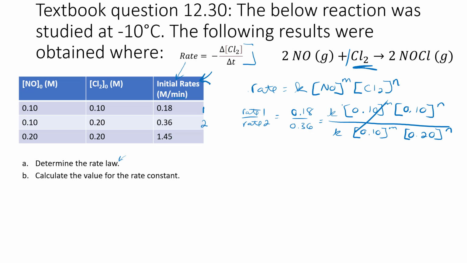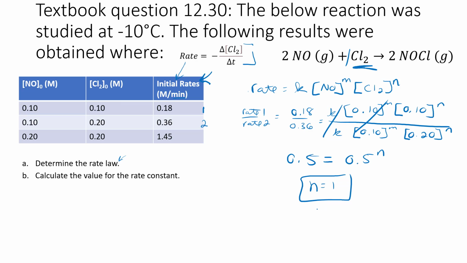So my k's cancel, and I'm left with 0.5, which is 0.18 divided by 0.36, equals 0.5 raised to the n. So n equals 1. And that's my first variable.